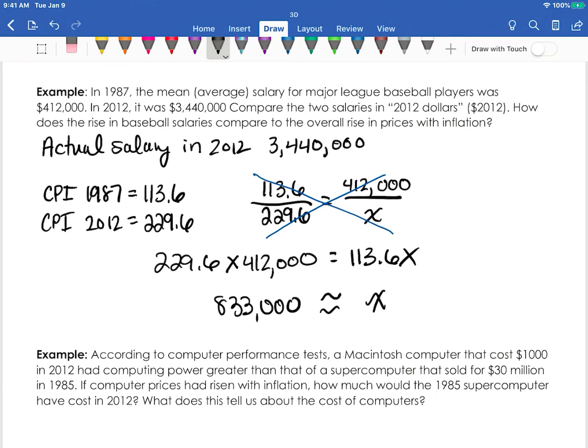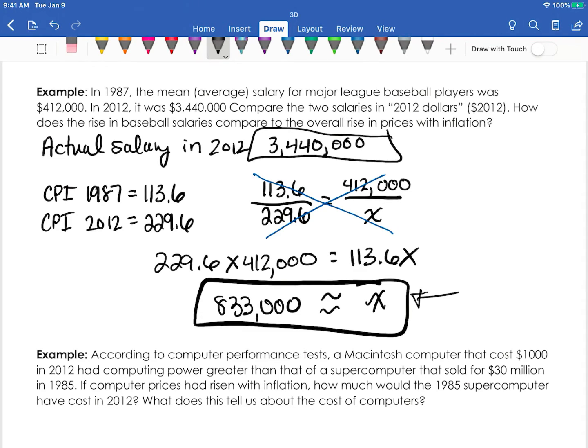So what this is saying is if we use the rate of inflation and we start at 1987, the salary of these baseball players in 2012 should be $833,000. However, if you look at what they're actually making, it's over $3 million. So the baseball salaries have far outpaced the rate of inflation. We can say that the average baseball salary has more than quadrupled what it should be based on inflation. So they're making a killing, basically. This is what the rate of inflation says they should make in 2012 versus what they are actually making.